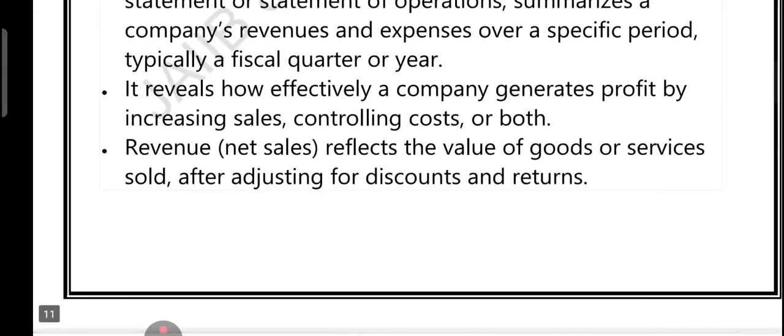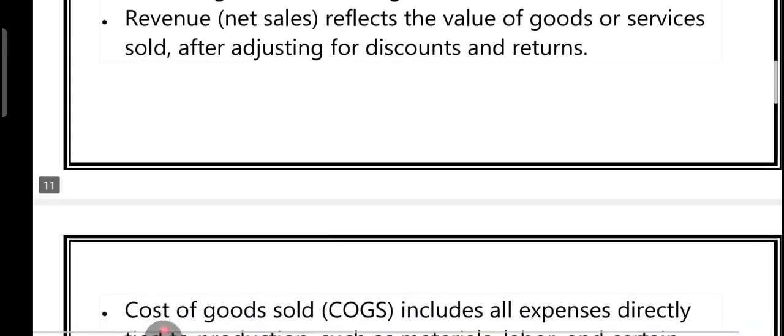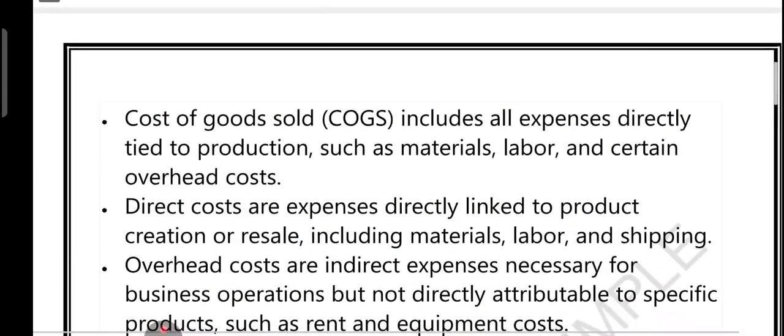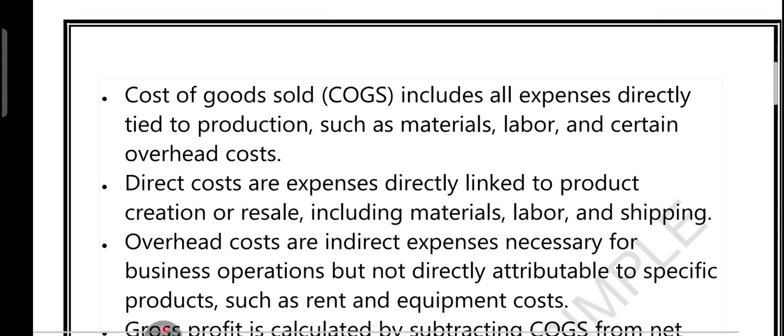There is something called revenue. Revenue is the money earned from selling goods and services after returns and discounts. And the cost of goods sold, that is COGS, means all direct costs tied to making or buying a product. All kinds of direct cost which are tied to making or buying a product are called COGS, like raw material, labor and shipping.